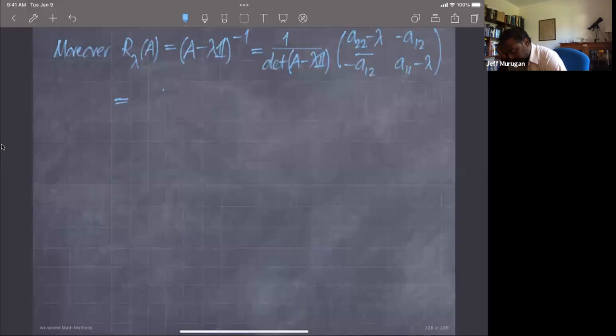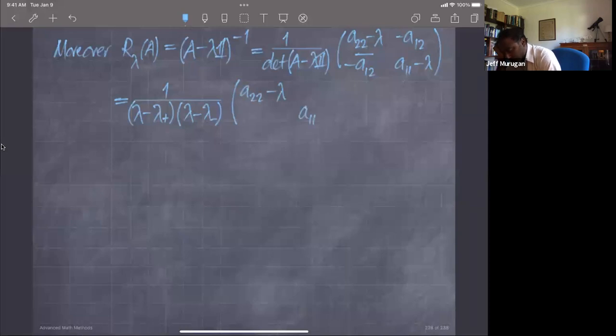That's just 1 over lambda minus lambda plus, the plus root, times lambda minus lambda minus, because I can factorize the characteristic equation like that, times the matrix A22 minus lambda, minus A12, minus A12 complex conjugate, A11 minus lambda. So that's the resolvent, right? And that's how to calculate the resolvent for a simple 2x2 Hermitian matrix.